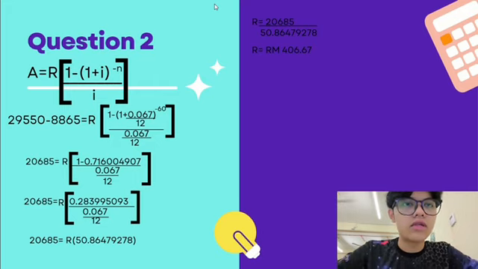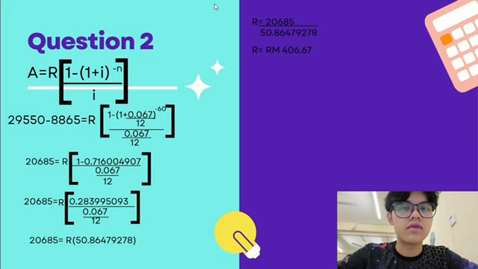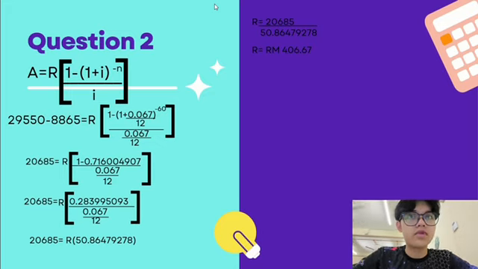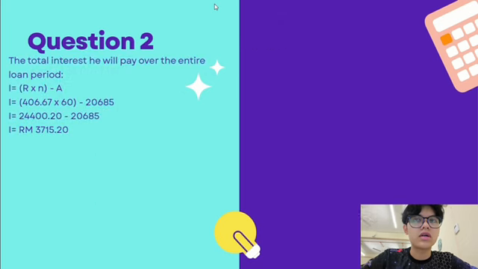Which we got 50.86479278. Next, we transfer 50.86479278 to the left, so it will be divided. So R equals 20,685 divided by 50.86479278, which gives RM406.67. Moving on, we use the formula I equals R times n minus A, which is 406.67 times 60 minus 20,685. I equals 3,715 ringgit and 20 cents.